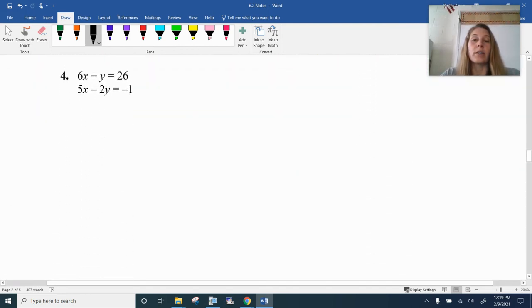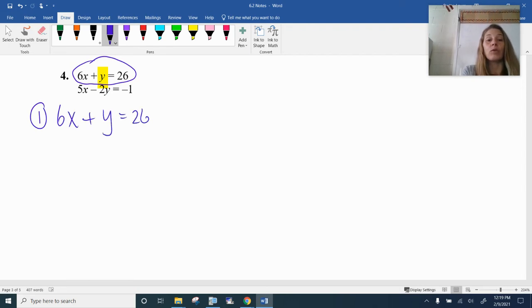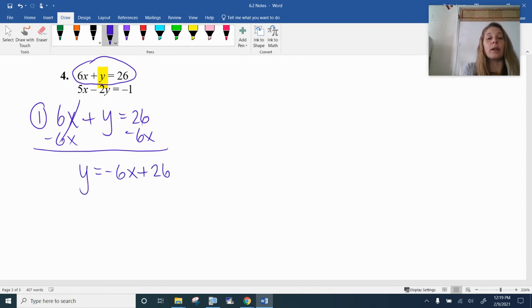All right, so practice makes perfect with these. So our next example, this time we're back to getting a y by itself, because this time you'll notice that that is the only variable we have here with a 1 as its coefficient. So that will be our easiest option to get by itself. So in order to get the y by itself, I'm subtracting 6x. Y equals negative 6x plus 26.